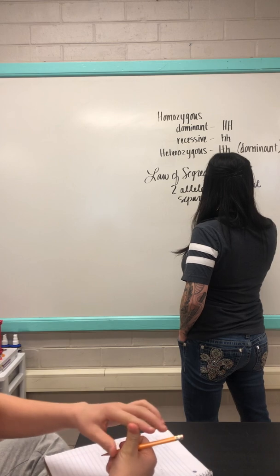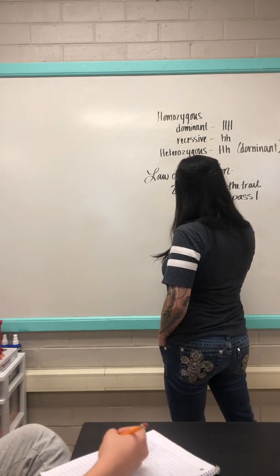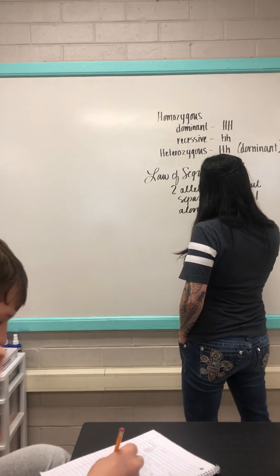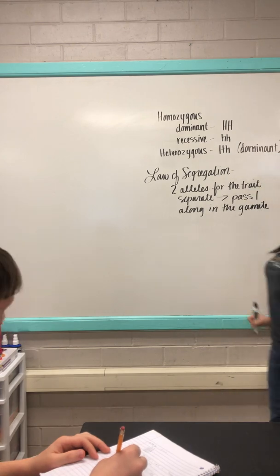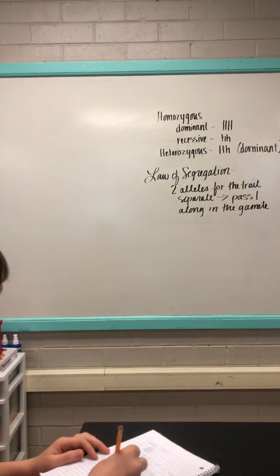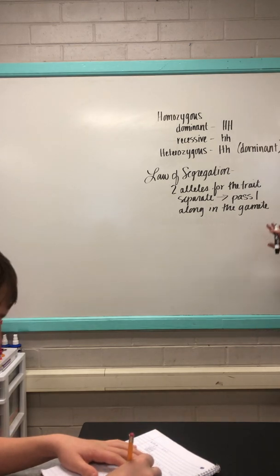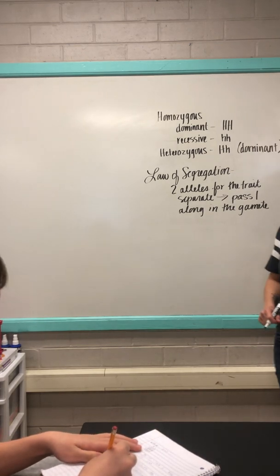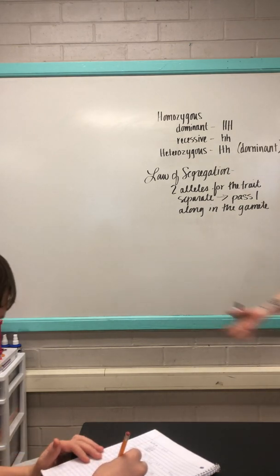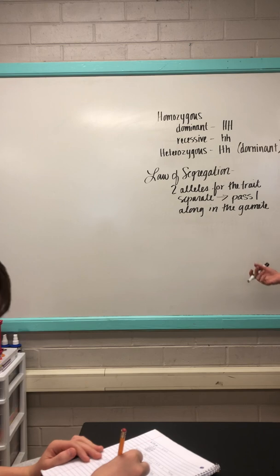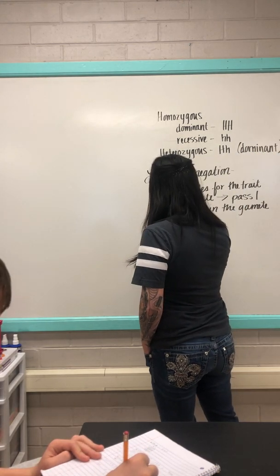And then you're going to pass one along in the gamete that forms, so in the sex cell that forms. It doesn't always split the same way. So one time you could pass along the trait for hitchhiker's thumb, and next time you could pass along the trait for no hitchhiker's thumb. That's called the law of independent assortment.